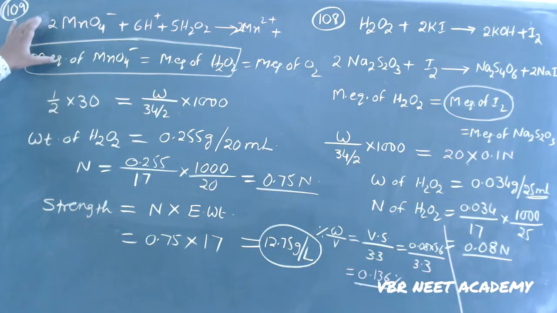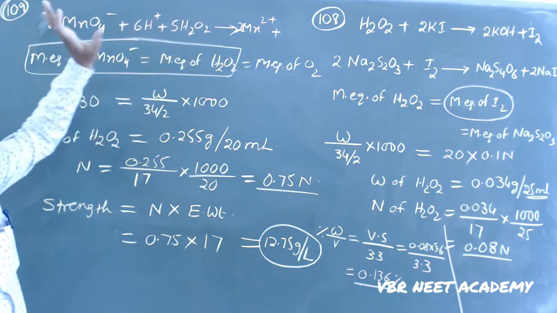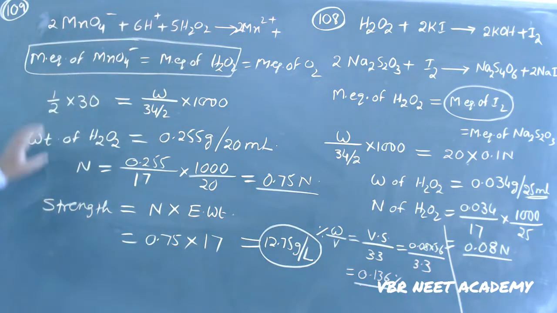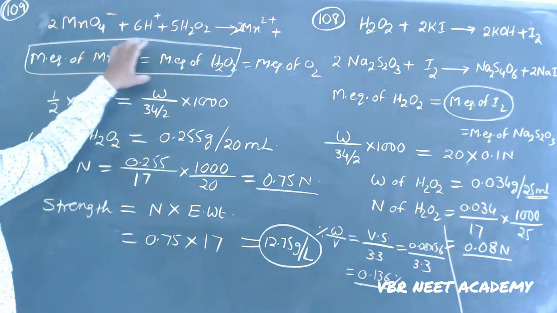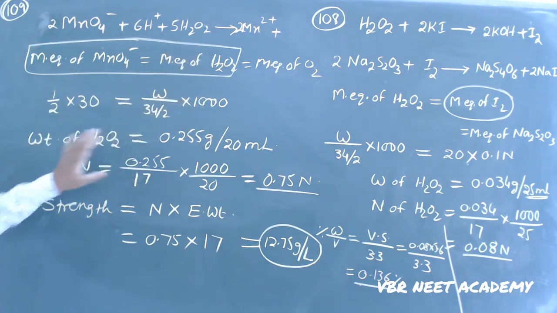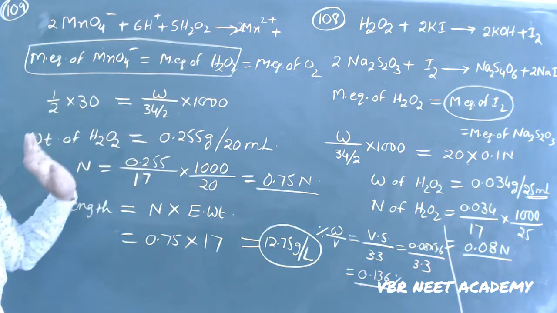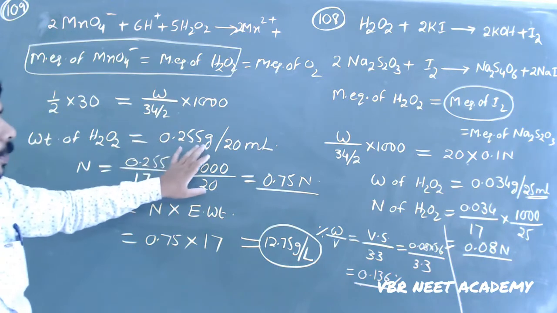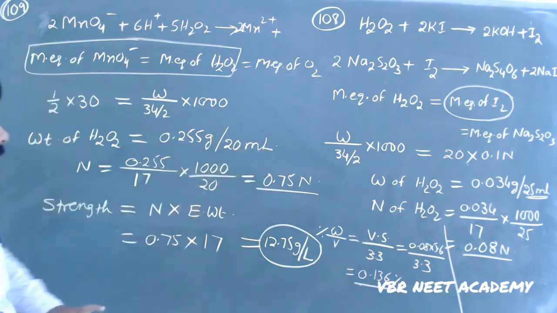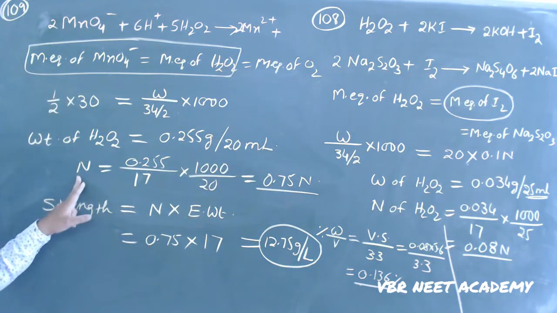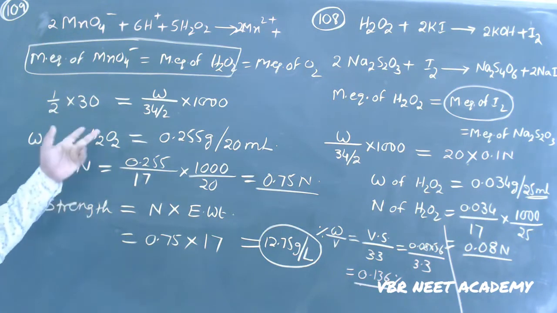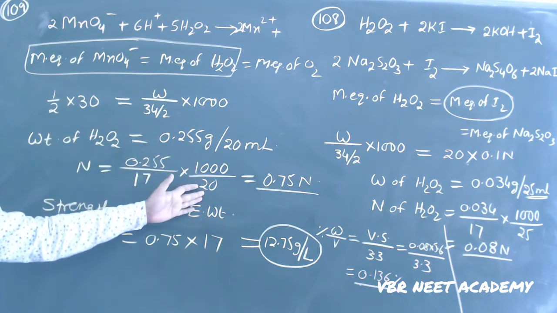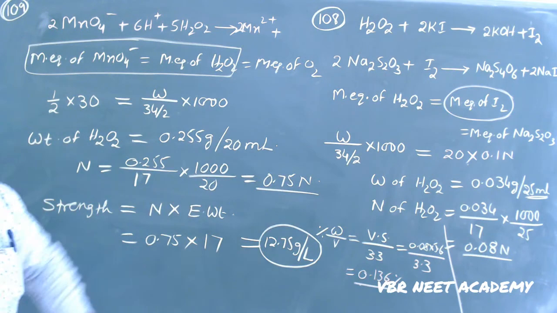So this is how the permanganate equivalents are equal to H2O2, that's what we need to know. From this we calculate the weight of H2O2, which is 0.255 gram per 20 ml. Now we calculate the normality. How? Same formula: weight by equivalent weight into 1000 by volume. We get 0.75 normal.